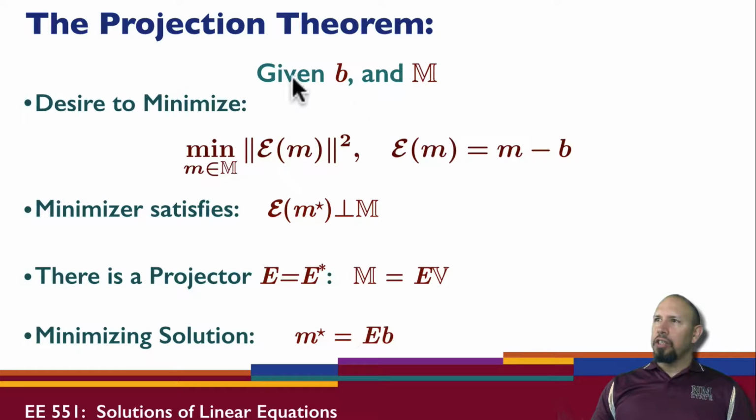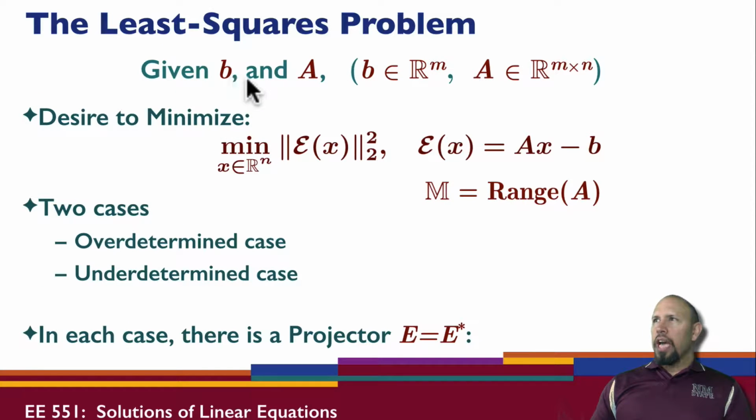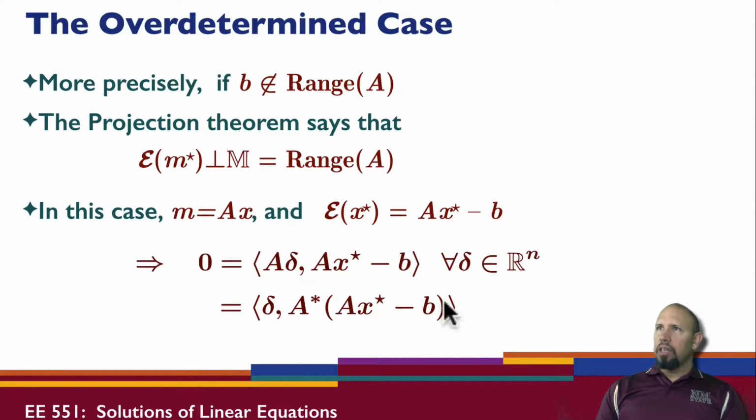So this is the projection theorem, and we can actually use it for both the overdetermined and the underdetermined problems, the way we've defined them. So again, given A and B, these dimensions, we desire to minimize this error. In this case, our subspace is the range of A, and so instead of just using M here, we're explicitly saying M is equal to A times X, minus B. Again, we have the two cases, overdetermined and underdetermined. In each case, there is a projector.